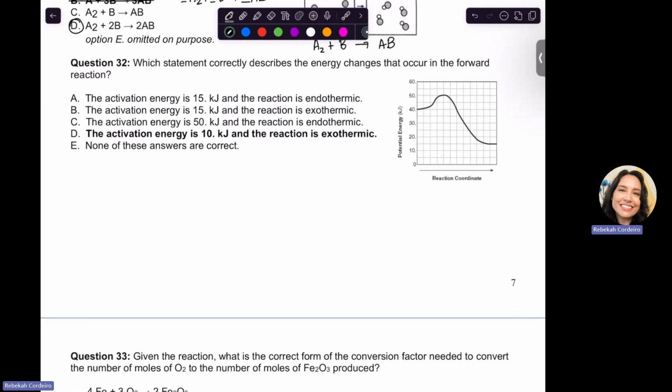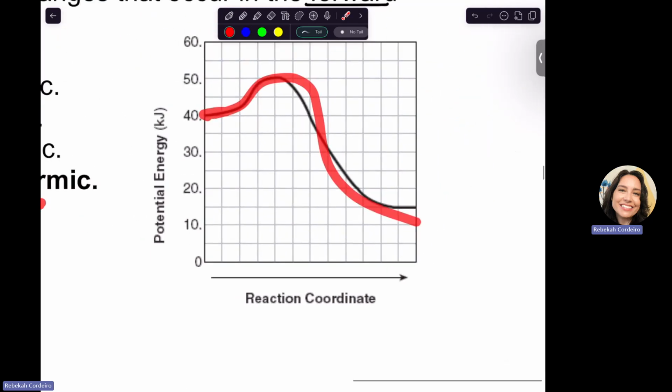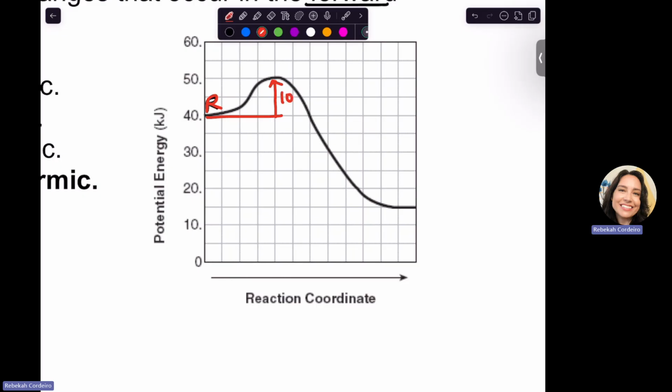Energy changes that occur in the forward reaction. So if we start here and we go down, what is the activation energy, and is the reaction endothermic or exothermic? Remember, activation energy is the energy that you need to go from your reactants up to the top of the hill. So if we start at 40 and we go to the top of the hill, what's our activation energy? 10.